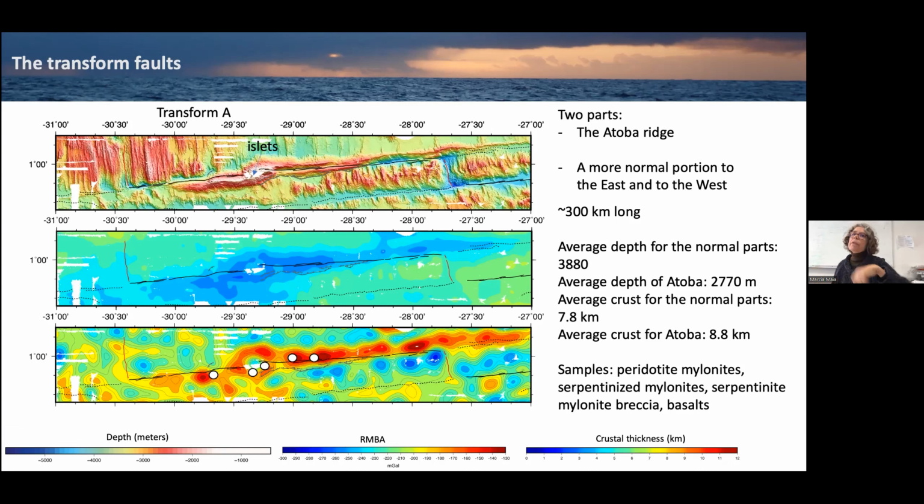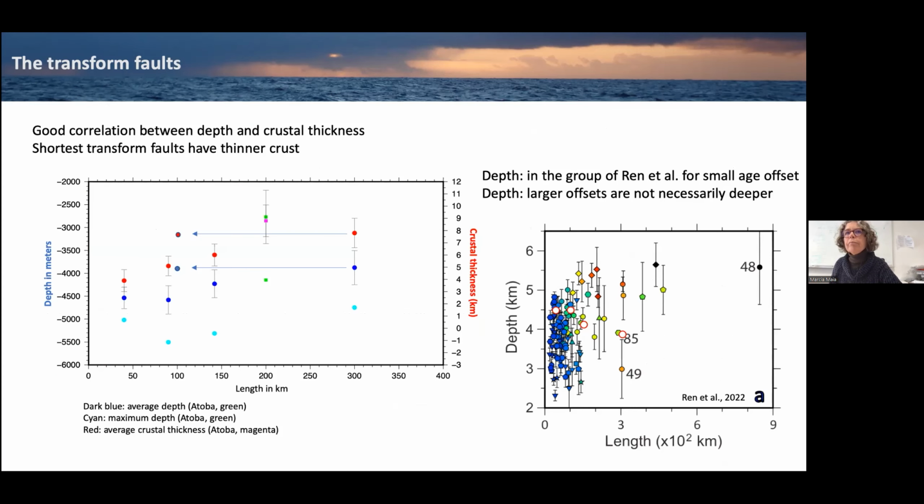What is also important to know is that in Atobá, most of the samples are actually peridotites, serpentinized peridotites, highly deformed. We have some basalts, especially in this area here on the northern part of the ridge, but mostly they are mantle. So what you see here in what is supposed to be thickened crust is actually more probably serpentinized and altered mantle than magmatic crust itself.